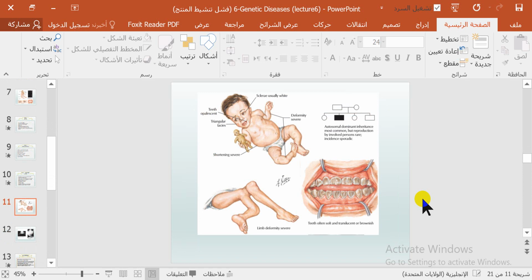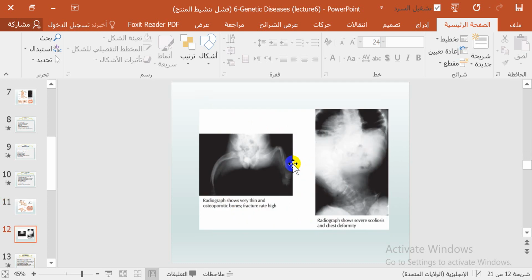You see, it's a problem. Cases of osteogenesis imperfecta show the shape of the face, and the site of fractures commonly, and affection of the teeth also occurs. It is autosomal dominant inheritance, the most common, but reproduction by affected persons is rare, and sporadic cases are less common. Radiograph showing very thin and osteoporotic bones. Fracture rate is high, and here is scoliosis of the spine, severe scoliosis, deformities.